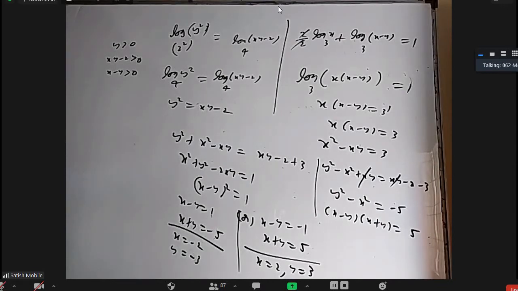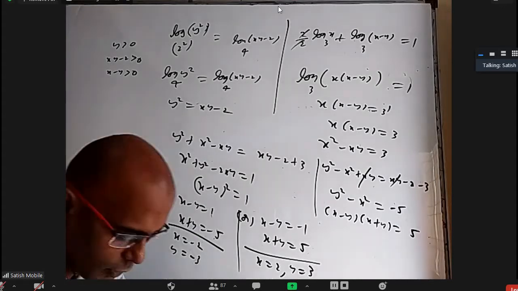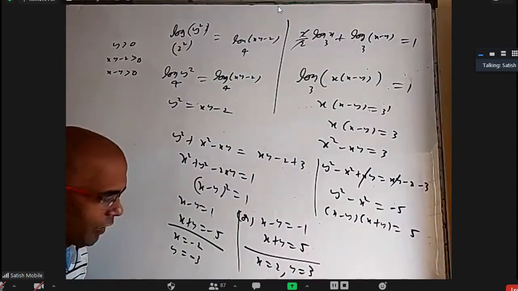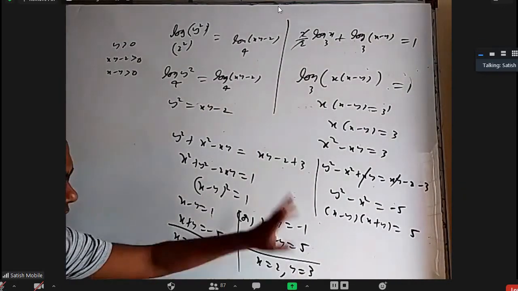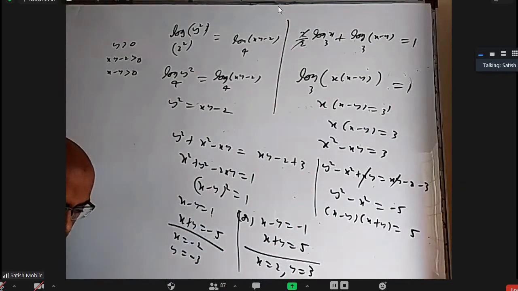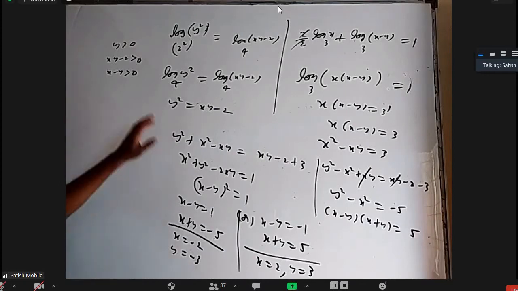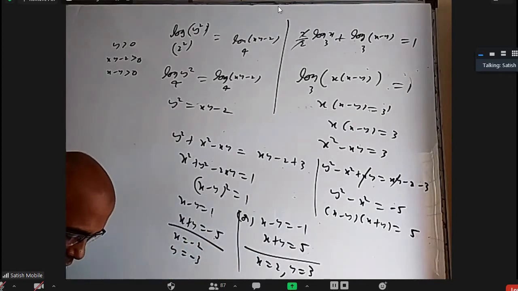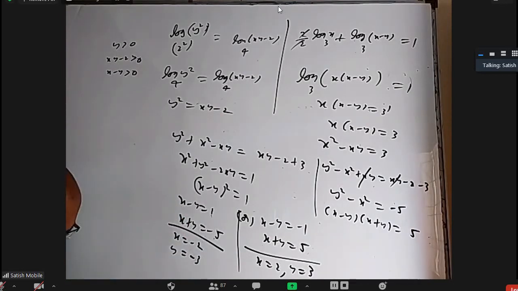Sir, because in log (x minus y) base 3, x minus y will be negative. Yeah, because there's a domain for the question to be defined. It looks like x equal to 2, y equal to 3 is satisfying the equations and they're positive. But x minus y also should be positive, whereas we are getting x minus y negative. And we cannot interchange the roles of x and y. We cannot take x as 3 and y as 2.